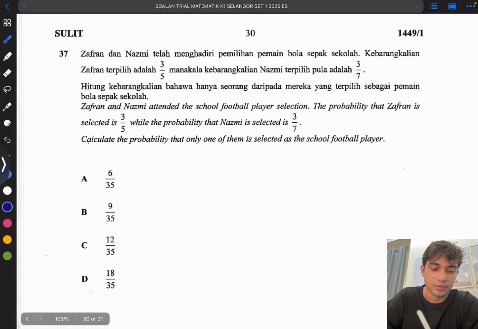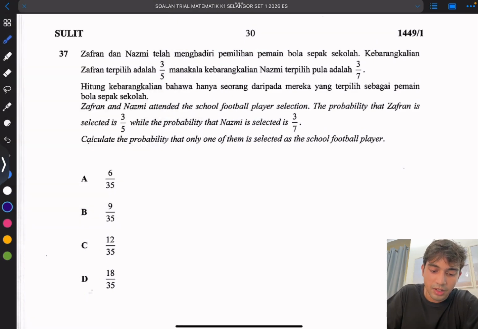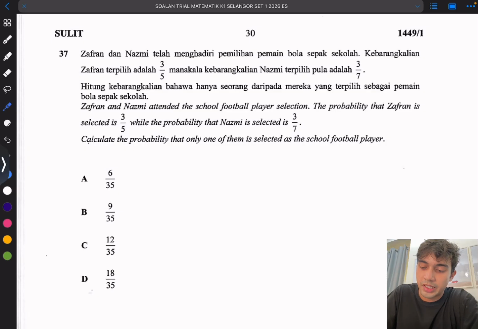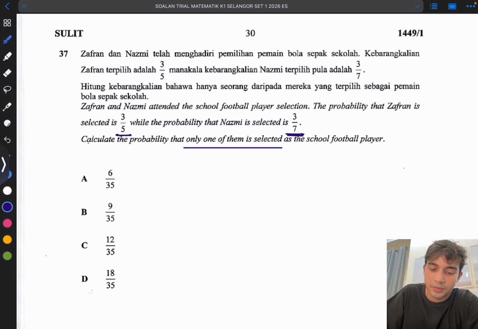Right, 37. Zafran and Nazmi attended the school football player selection. The probability that Zafran is selected is 3 out of 5. The probability that Nazmi is selected is 3 out of 7. Calculate the probability that only one of them is selected. So, only one means Zafran selected, Nazmi not selected. Or it can be Zafran not selected, Nazmi selected.